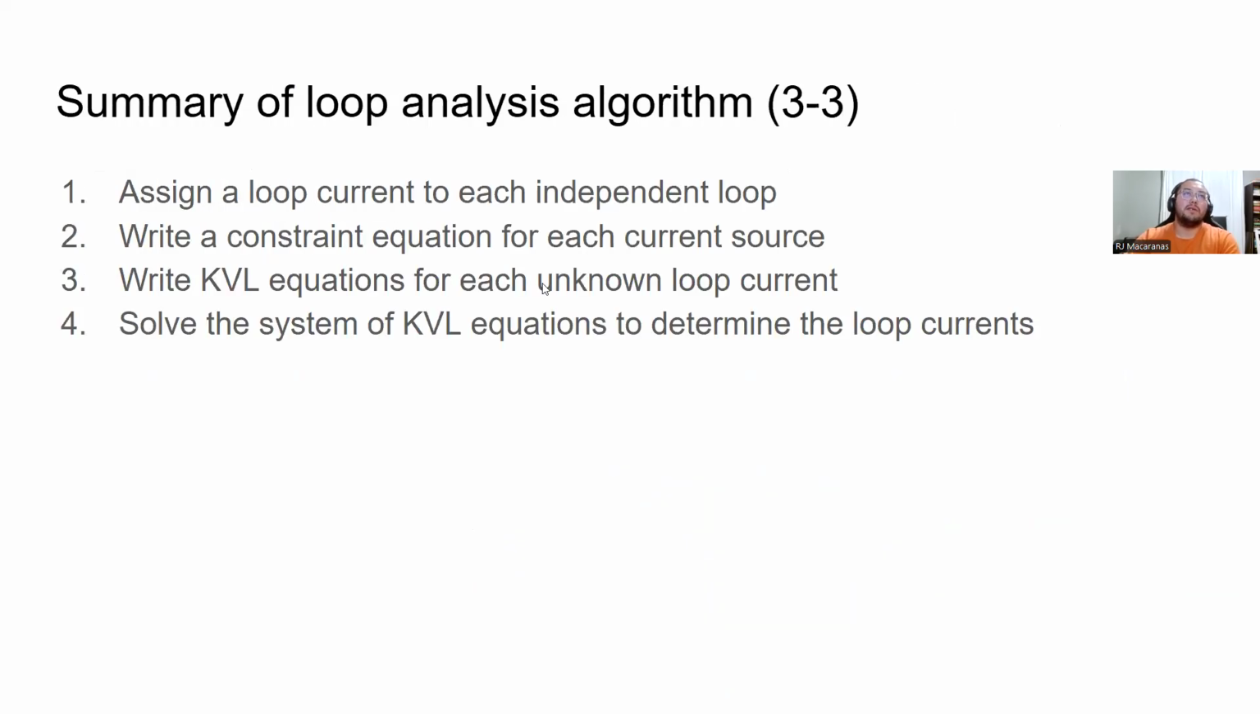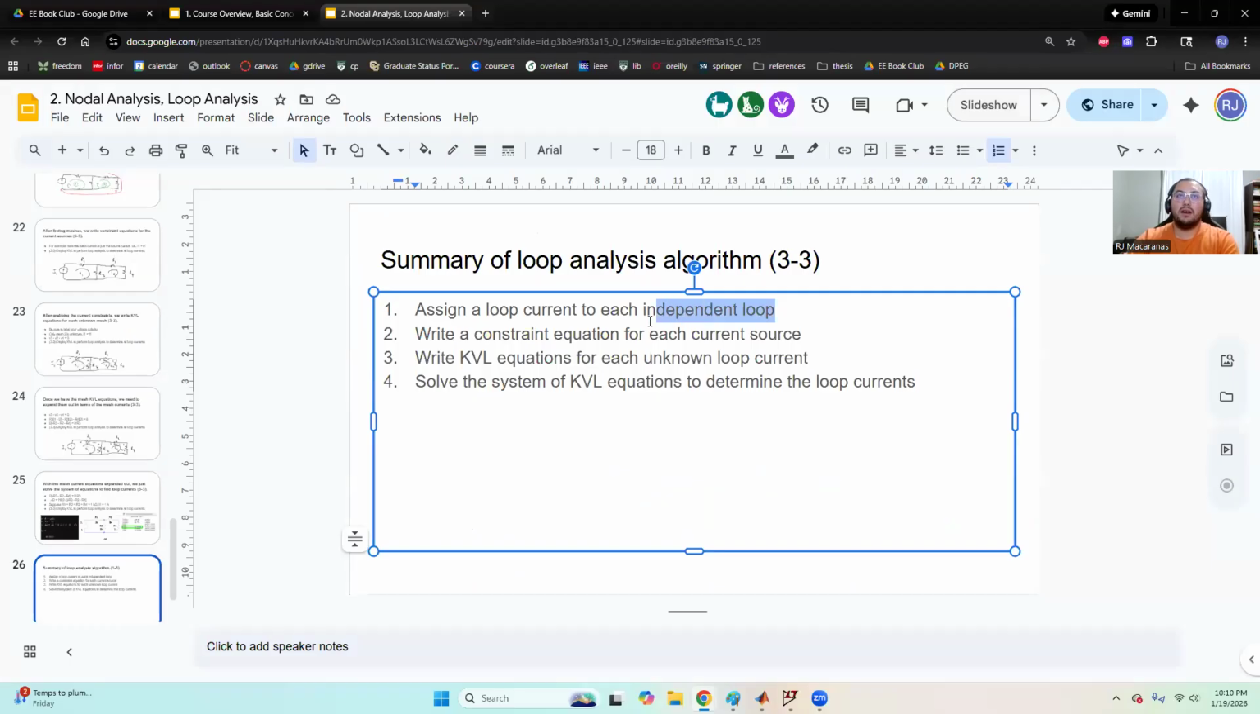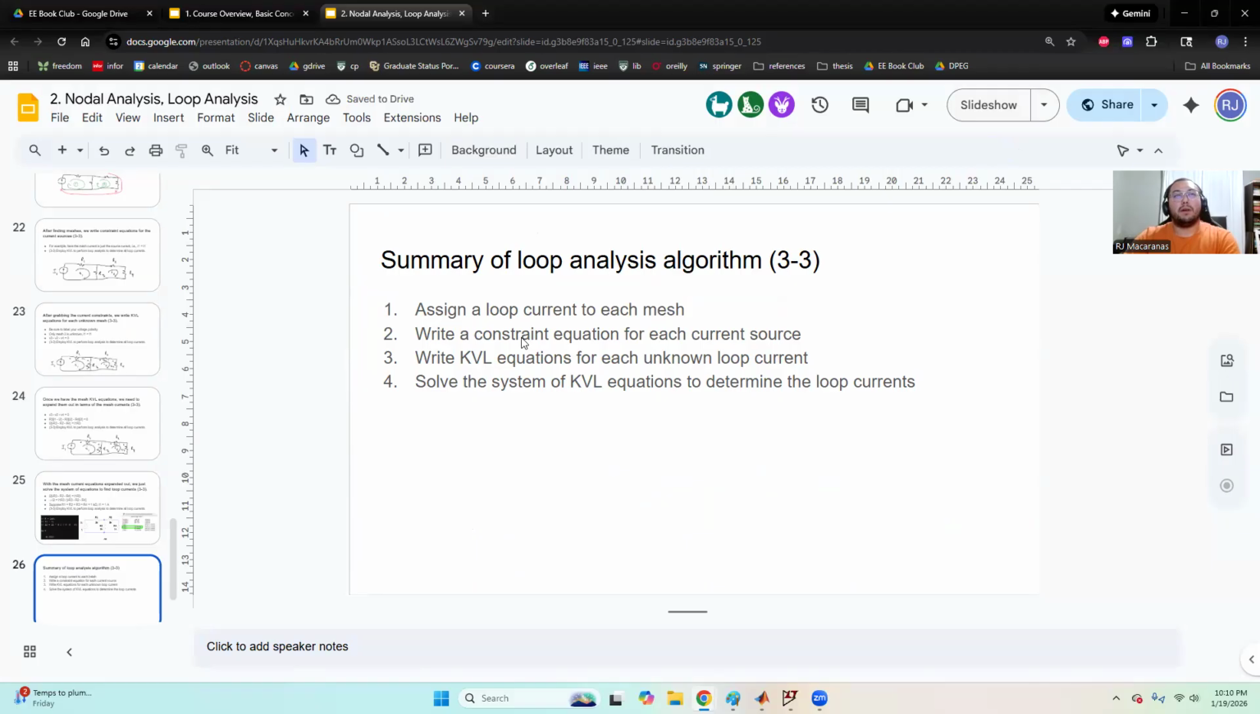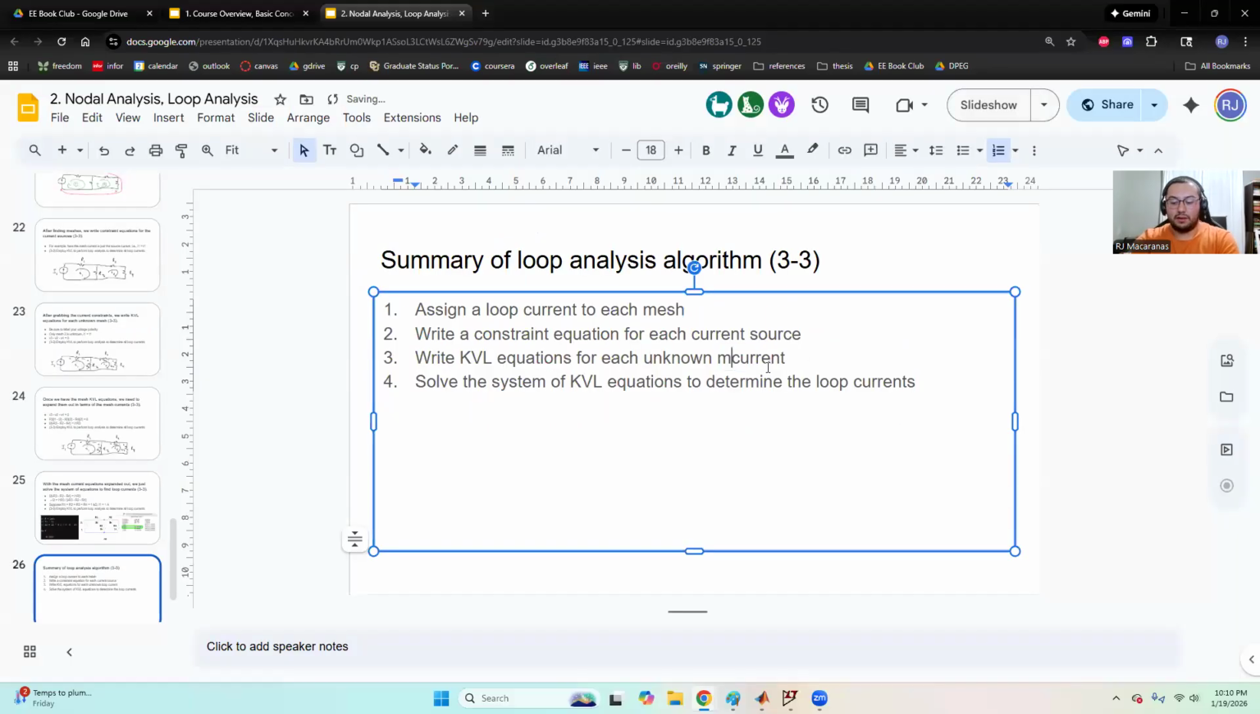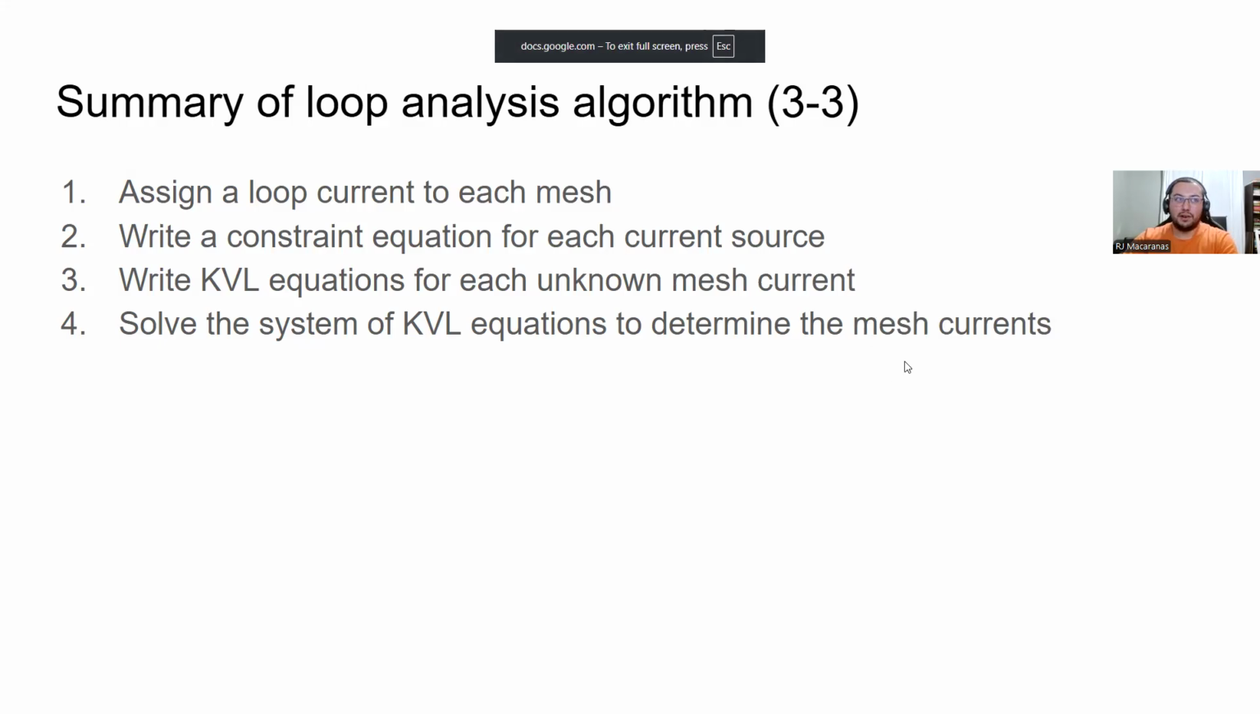So just a summary of loop analysis. We assign the loop current to each independent loop. I'm going to rewrite that to each mesh, because we had defined mesh. We write the constraint equation for each current source, and then we write the KVL equations for each unknown mesh current. Sorry about that. And then we solve the KVL system of equations to determine all of the mesh currents.